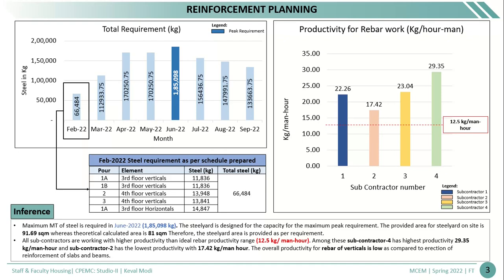The maximum peak requirement for steel is 185 metric tons, and based on this, the steel yard area is calculated. To accommodate 185 metric tons of steel, around 81 square meters of steel yard needs to be provided, and on our site 91.69 square meters is provided, which is appropriate.